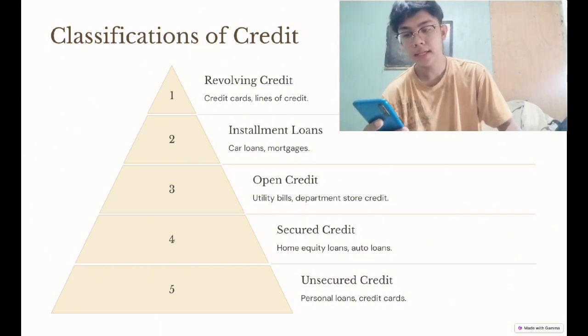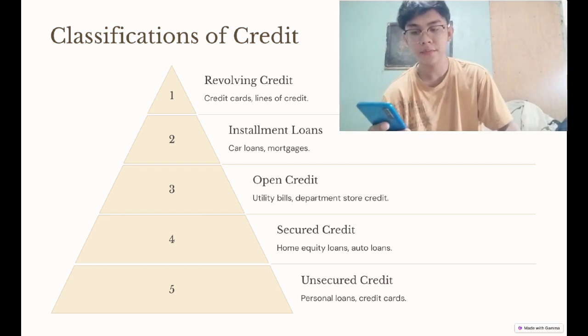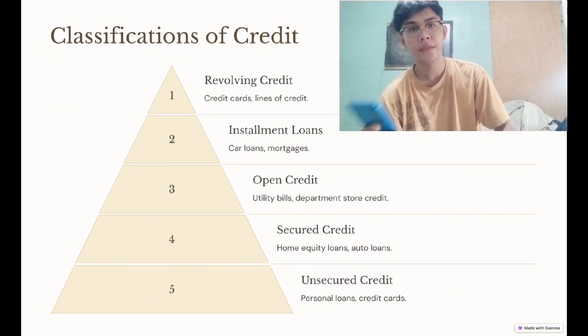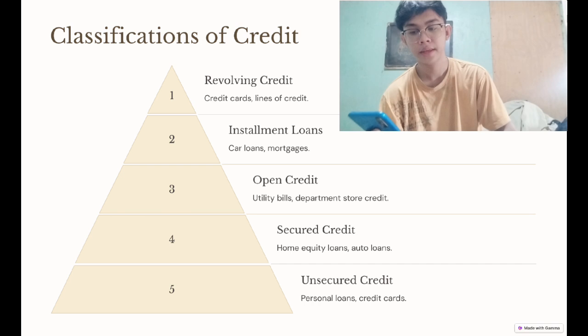So next is installment loans. Borrowers receive a fixed amount upfront and repay it in regular installments over a specified period. So for example, that is car loans and mortgages. Next is open credit. Borrowers must pay off balances in full by the end of each billing cycle. So example of that is utility bills, electricity and water.